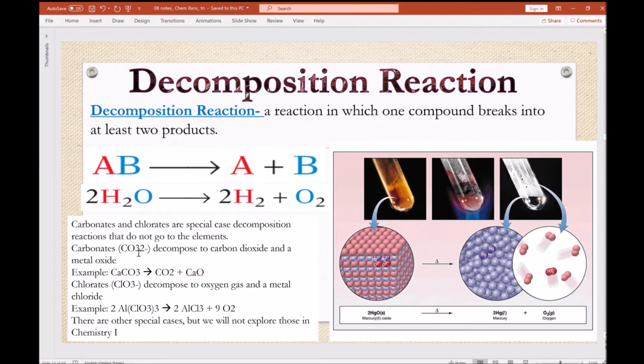Carbonates, like CO3, decompose to form carbon dioxide and a metal oxide. Calcium carbonate will break down into carbon dioxide and calcium oxide. So calcium oxide is the metal oxide. Chlorates decompose into oxygen gas and a metal chloride. For example, aluminum chlorate will yield aluminum chloride and oxygen gas. Aluminum chloride is the metal chloride. There are other cases too, but we're not going to go over those in this course.